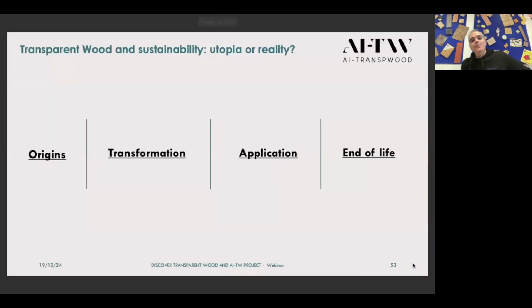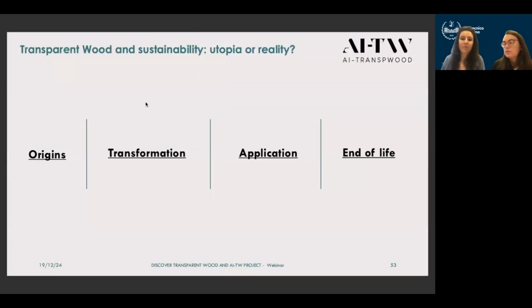So thank you, Giulio, for this introduction. And again, thank you for this presentation. Let's try to answer this question about the sustainability of this material thanks to an overview of the main steps of a possible LCA of the transparent wood, going from the origins to the transformation, to the applications and the end of life of the material.